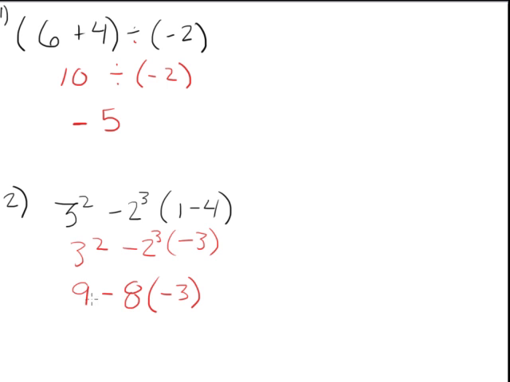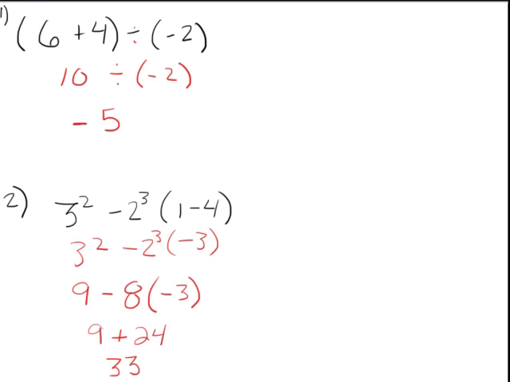So right here, 9 and 8, these are being subtracted from each other. But negative 8 and negative 3, they're being multiplied by each other. So I'm going to do this multiplication first. So negative 8 times negative 3 is going to give me a positive 24. Bring down the 9. And then we could do this addition. 9 plus 24 is 33.